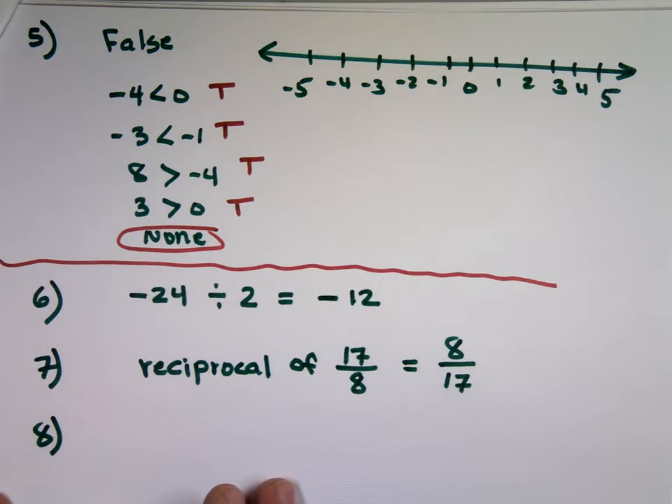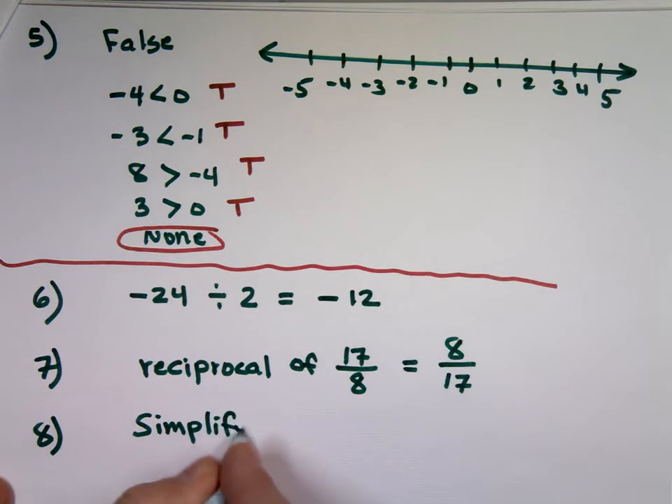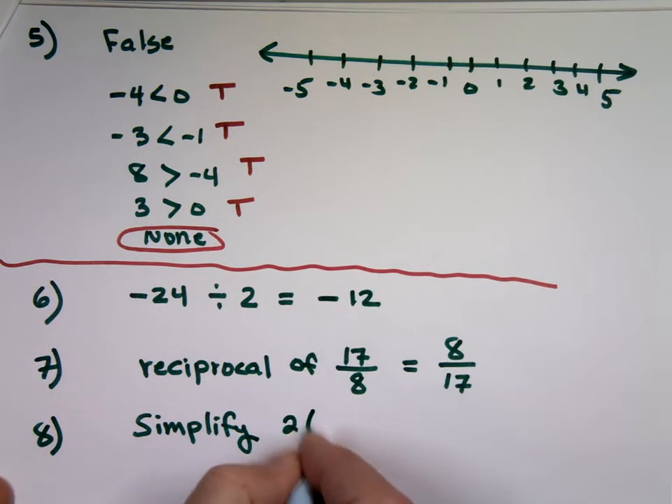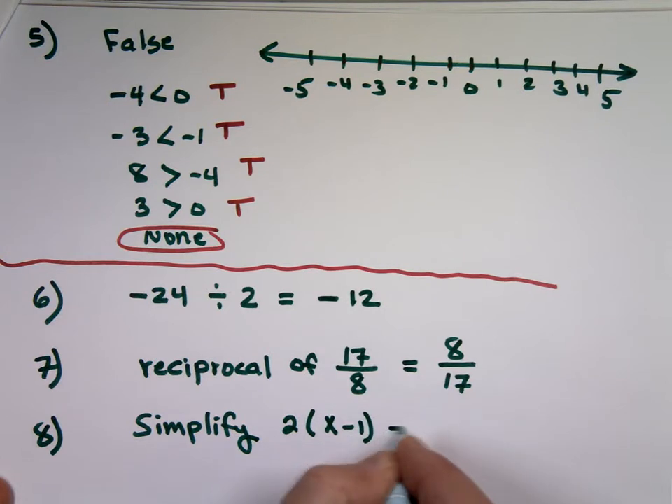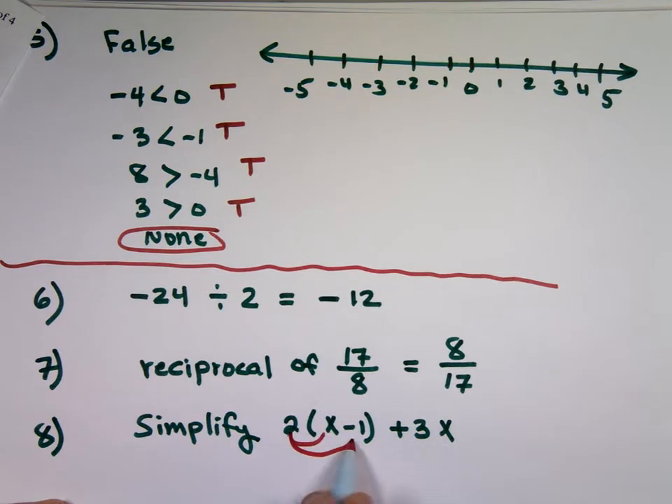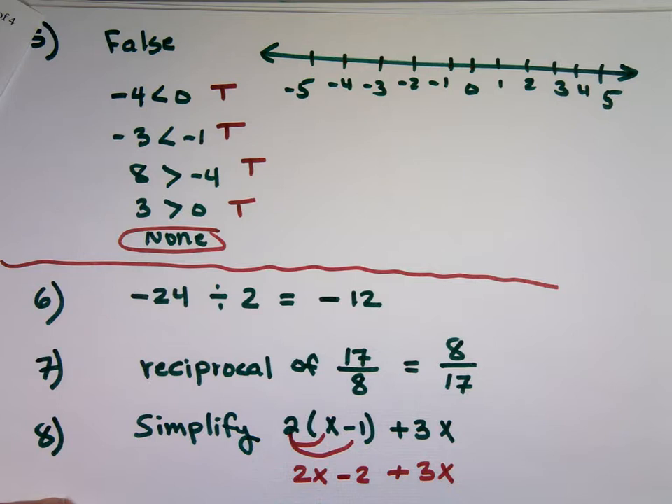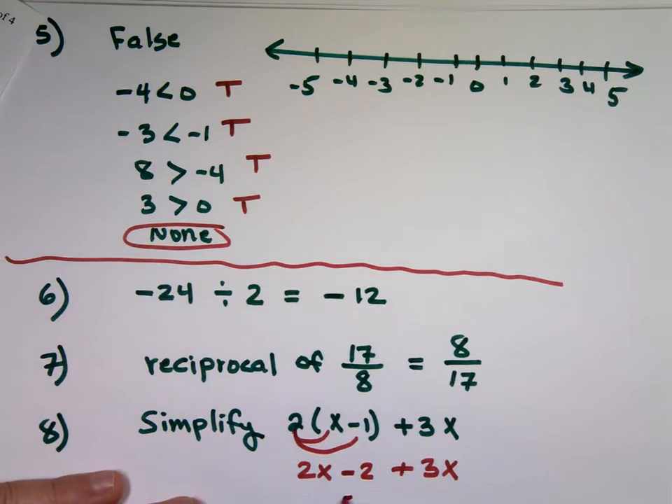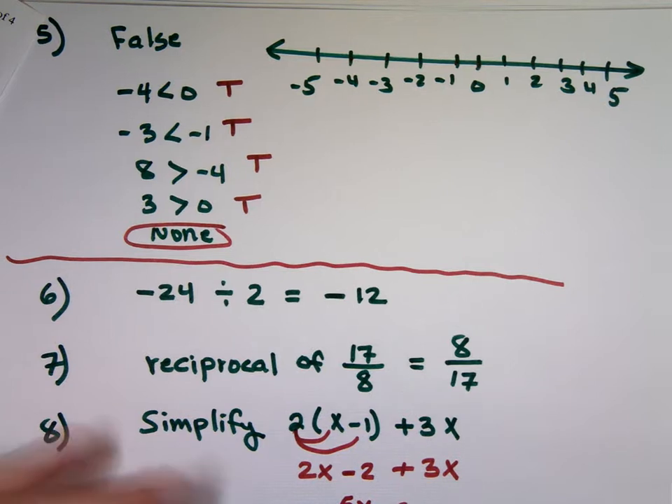Question number 8. Simplify. 2 parentheses x minus 1 plus 3x. Distribute that. 2x minus what? 2 plus 3x. Can we collect like terms? What's 2x and 3x? Can I combine the 5x minus 2? No.